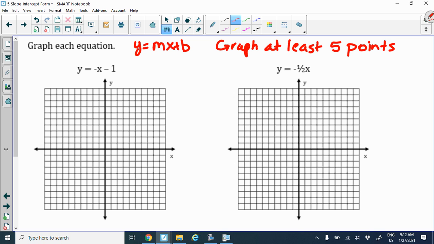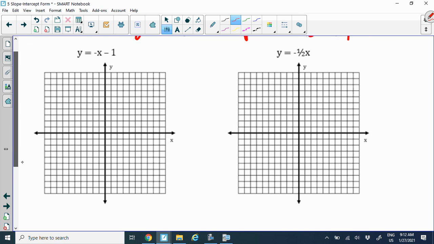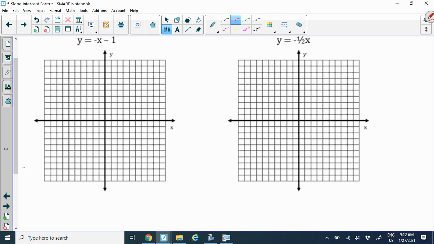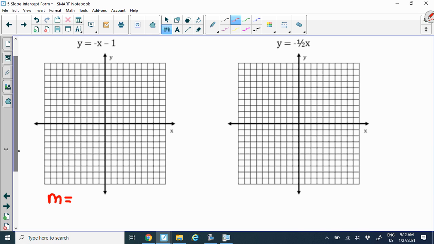Okay? Let's look at our first one. We have y equals negative x minus 1. Okay, let's identify our slope and our b value. So m. Remember, our slope is always going to be the number in front of x. We do see a negative, but we don't see a number. Remember, whenever we multiply or divide and we don't see a number, that is an assumed 1. So actually, our slope is negative 1.